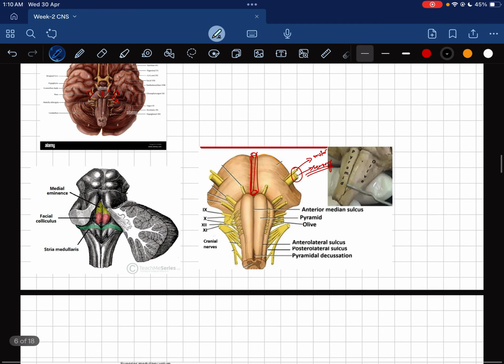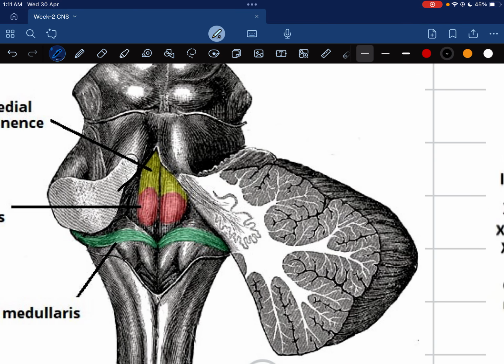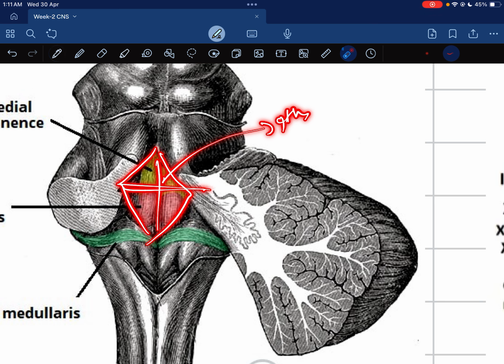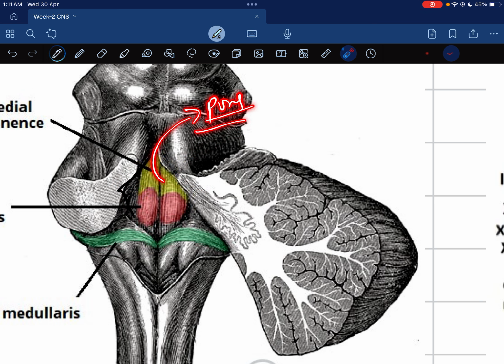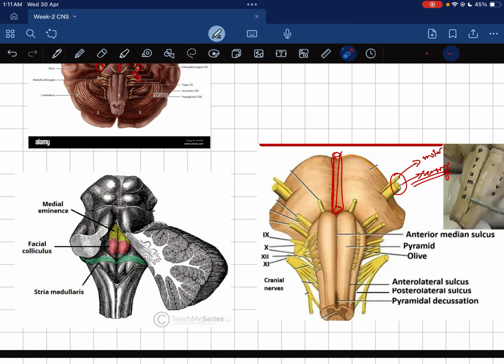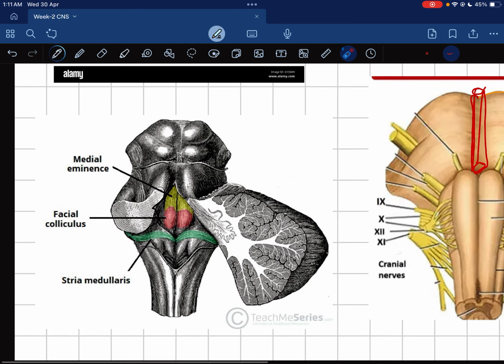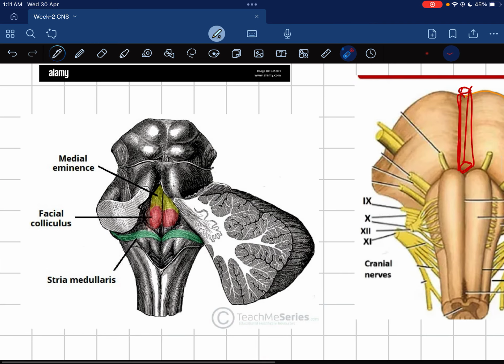Looking at this image, this is posterior. This is the fourth ventricle, and the upper part is formed from the pons. This is the floor formed from the pons, and behind there is the cerebellum. And this is called the facial colliculus, and this is called the medial eminence. And here is the posterior median sulcus.